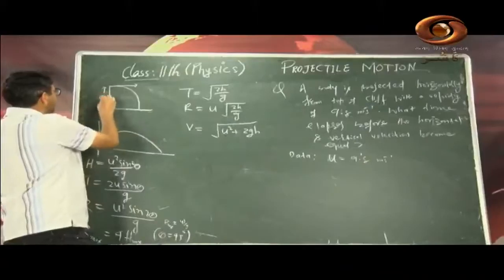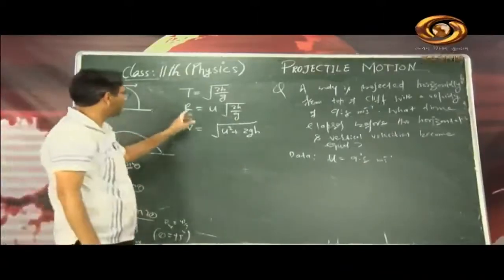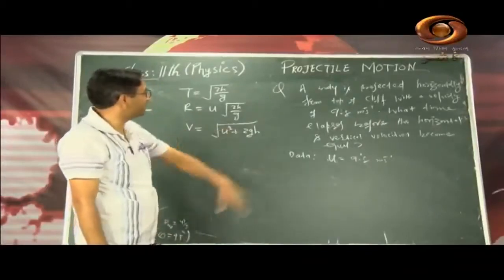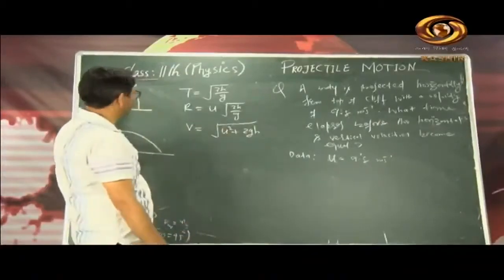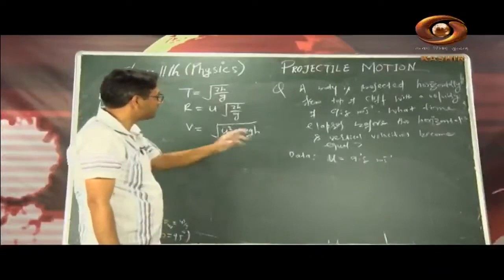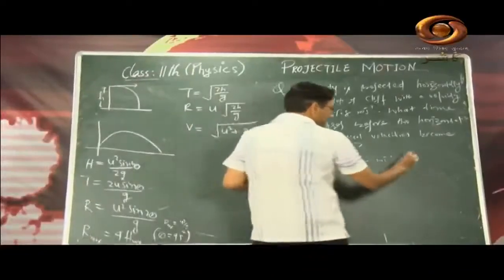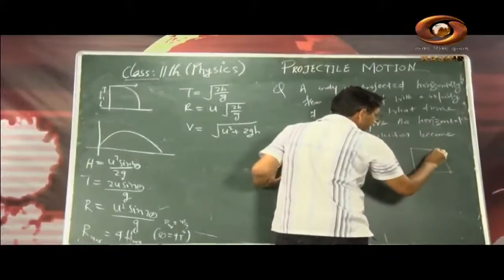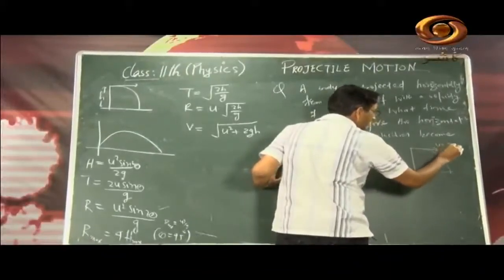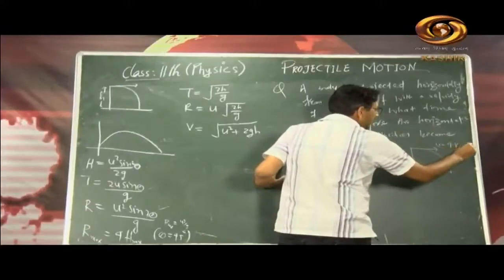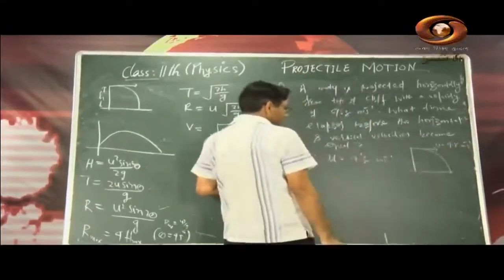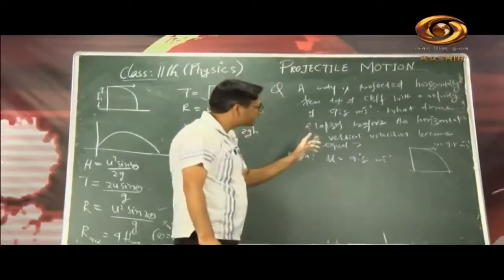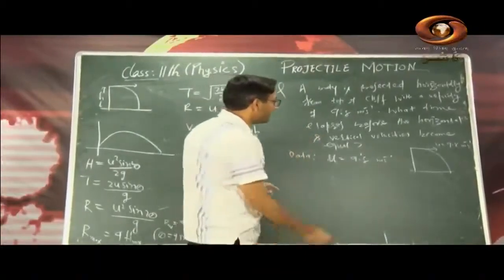The formula for this is height h. These are the few formulas which may be required. So the body is projected horizontally from the top of the cliff with the velocity u equal to 9.8. So let us first do it like this. The body is projected like this. Here the initial velocity u is 9.8 meter per second. We have been told to find what time elapses before the horizontal and vertical velocities become equal.